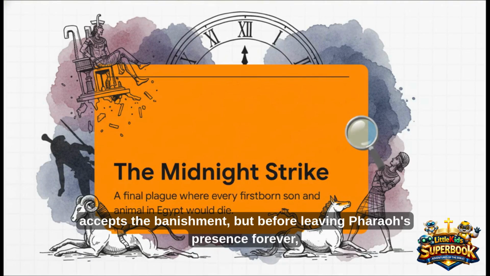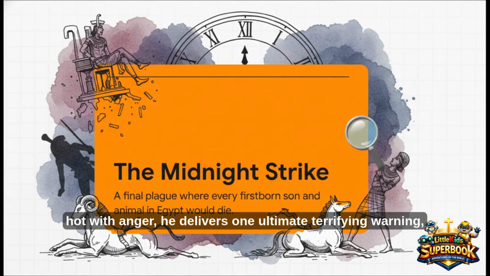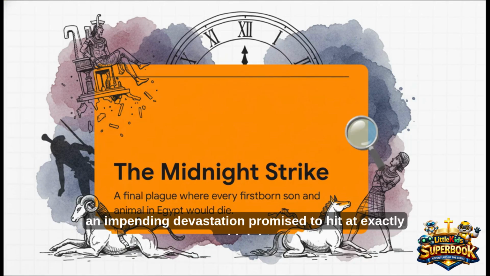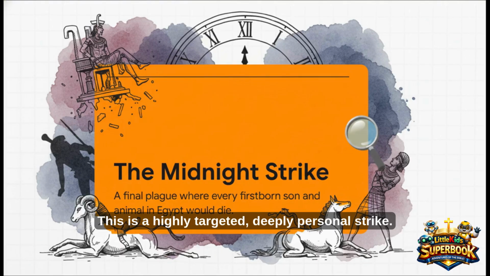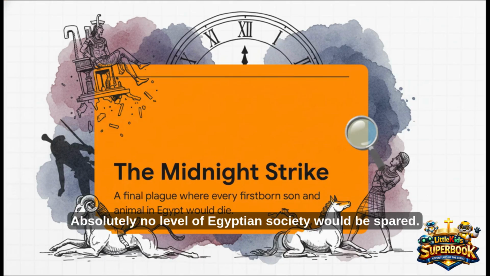Moses accepts the banishment, but before leaving Pharaoh's presence forever, hot with anger, he delivers one ultimate terrifying warning, an impending devastation promised to hit at exactly midnight. Now, this isn't some widespread natural disaster like locusts or hail. This is a highly targeted, deeply personal strike. Notice the brutal equality of this judgment, too. It promises to hit Pharaoh on his throne just as hard as the lowest captive in the dungeon. Absolutely no level of Egyptian society would be spared.